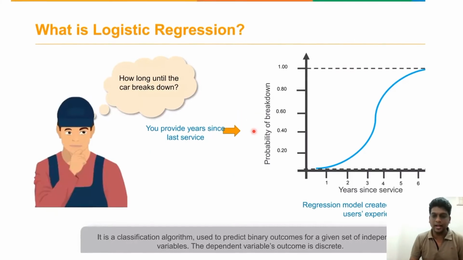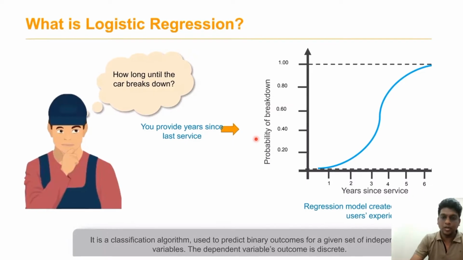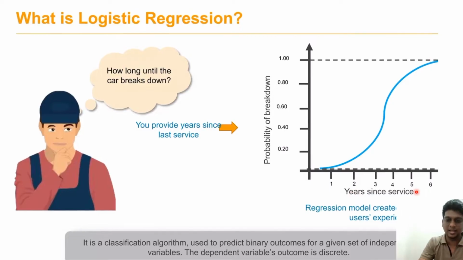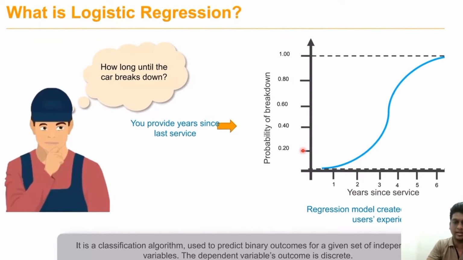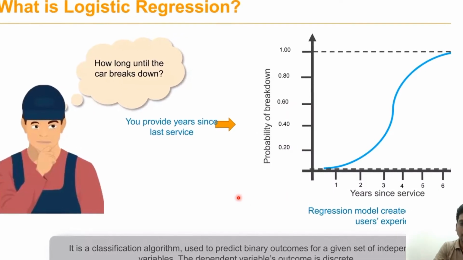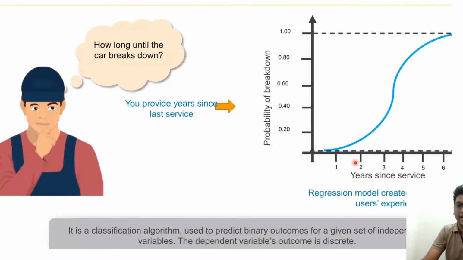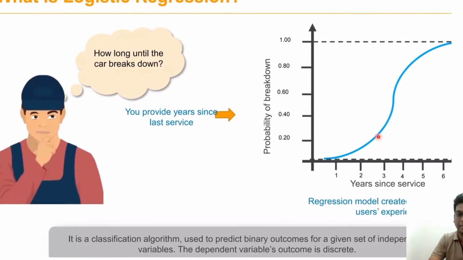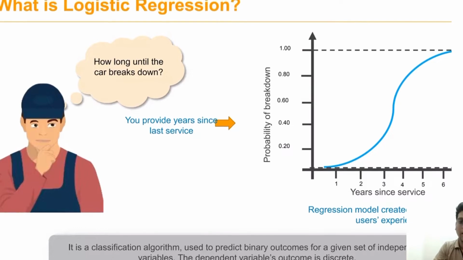You can calculate the breakdown of a car based on its year. So in the x-axis we can plot the years since the car had its service, and in the y-axis we can plot the probability of the breakdown of the car. So this is a regression model algorithm that helps to predict the binary outcome of a given set of many independent variables, and the dependent variable output is a discrete one.